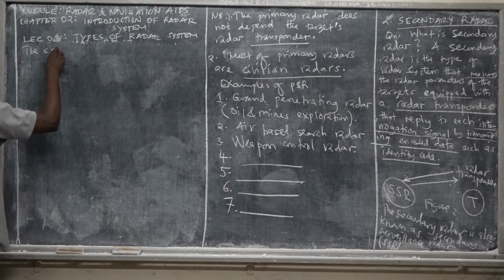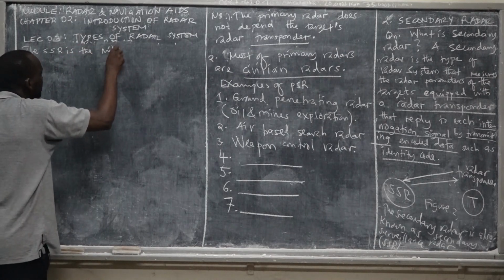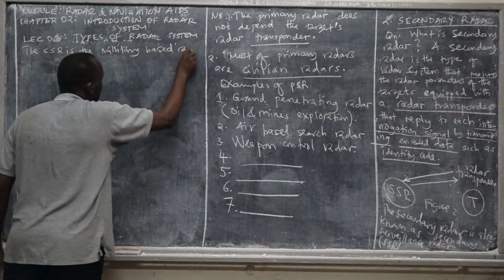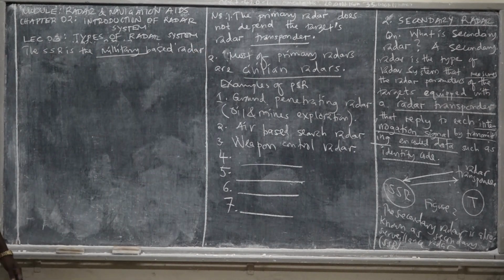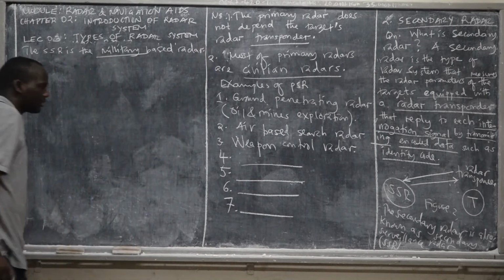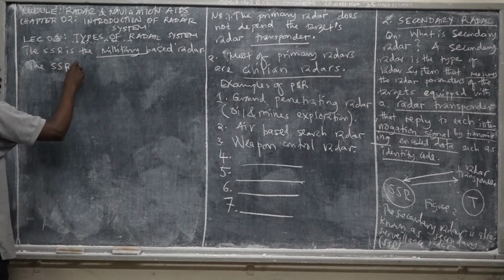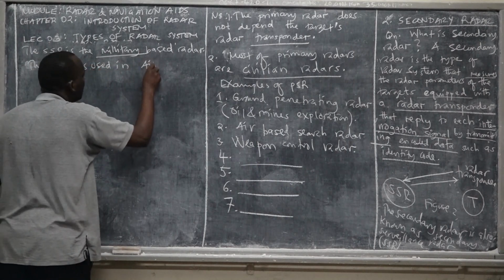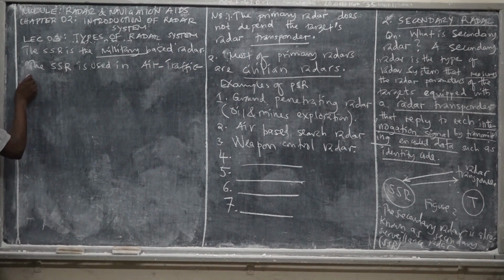The secondary surveillance radar is a military-based radar. That's number 1. But also, it is used in air traffic control.